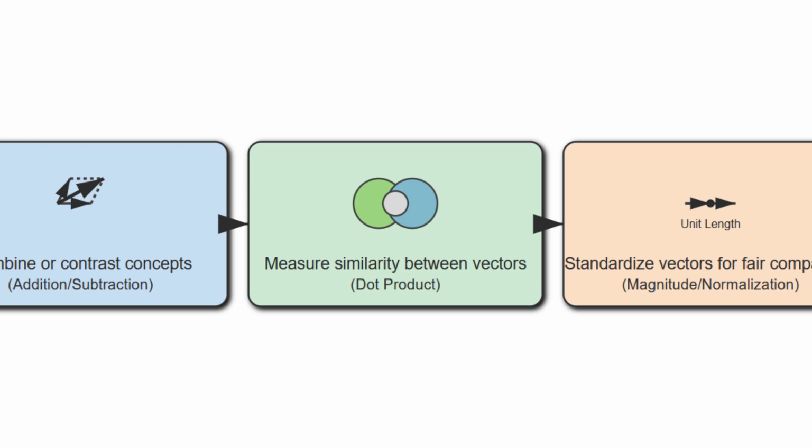Finally, magnitude and normalization are about standardizing vectors. Magnitude is the length of a vector, and normalization scales vectors to a uniform length. This is vital because it allows us to compare vectors purely by their direction in space, rather than being influenced by their size or intensity. These operations form the bedrock of how AI systems make decisions based on data relationships.